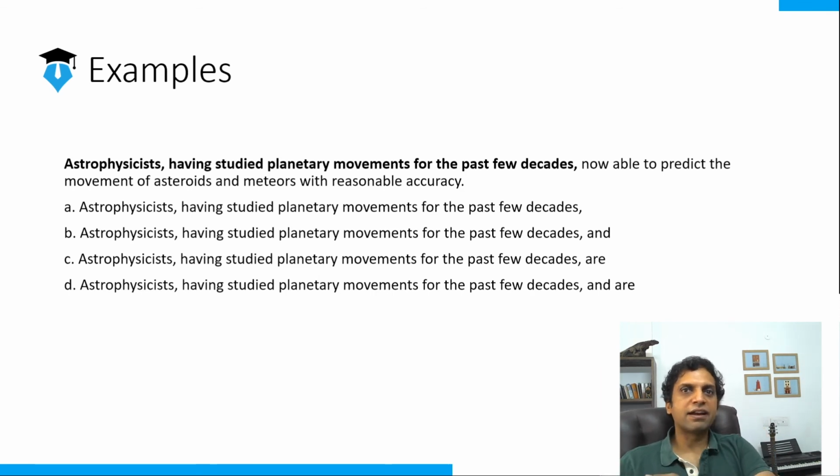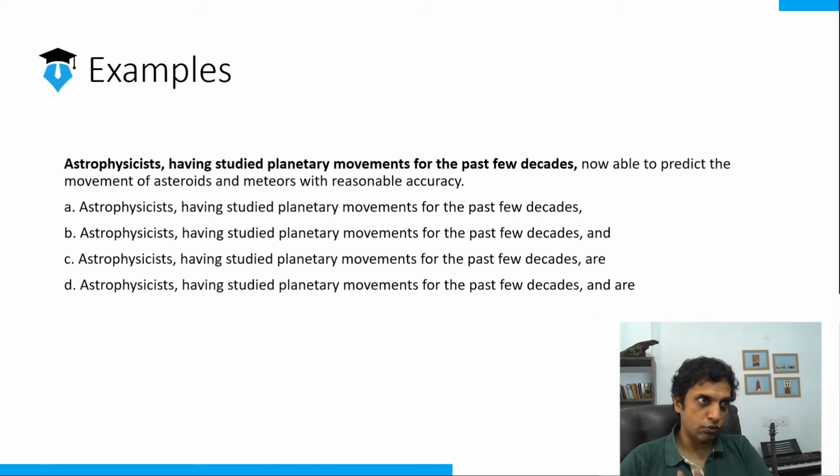Now remove the modifier and let's look at the rest of the sentence to simplify it. Astrophysicists now able to predict. See a problem? There's no verb. It should be are or were. So first one is gone. B, astrophysicists, blah blah blah, no need to read the modifier. You need to save time. Astrophysicists and now able. No, still no verb. Astrophysicists are now able. Perfect.